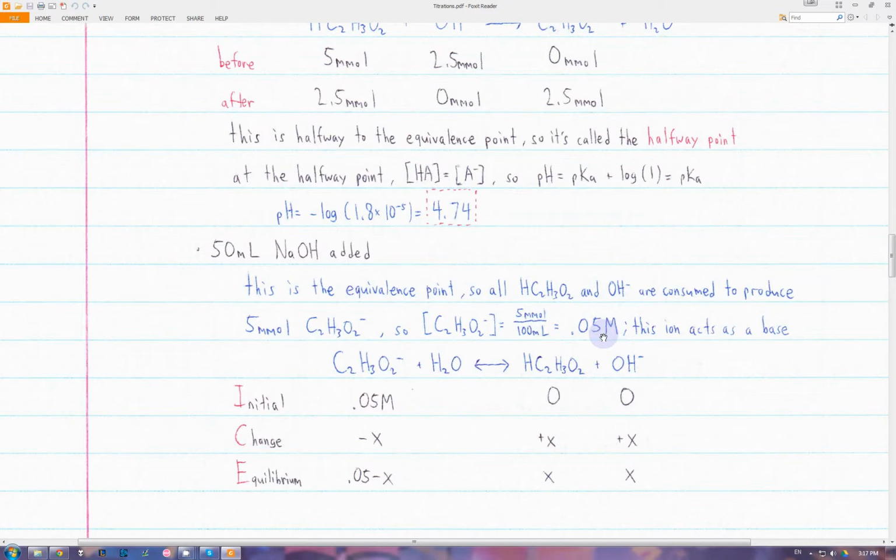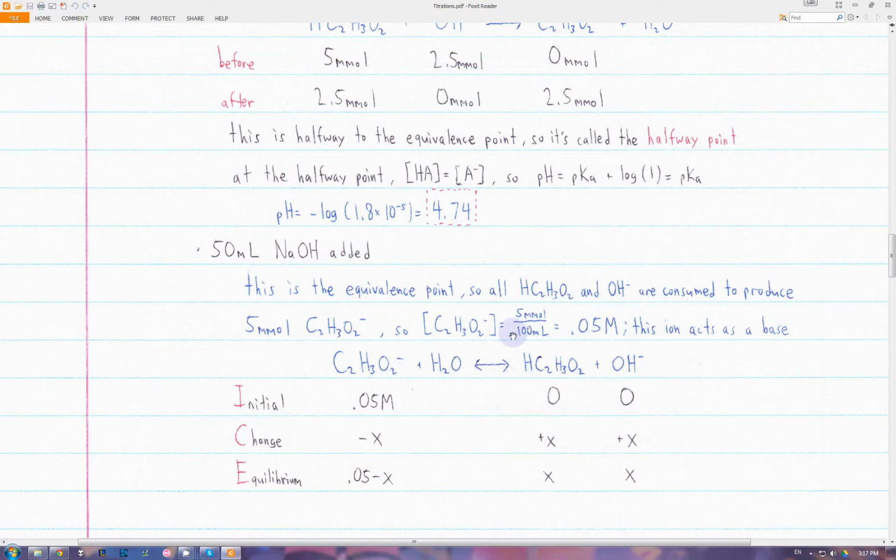Whereas in a strong-strong titration, at the equivalence point the pH was always 7, because the conjugate of a strong acid or strong base does not have any effect on the pH. But the conjugate of a weak acid or weak base does have an effect. So this acetate ion acts as a base, and the base equation for it will be this equilibrium.